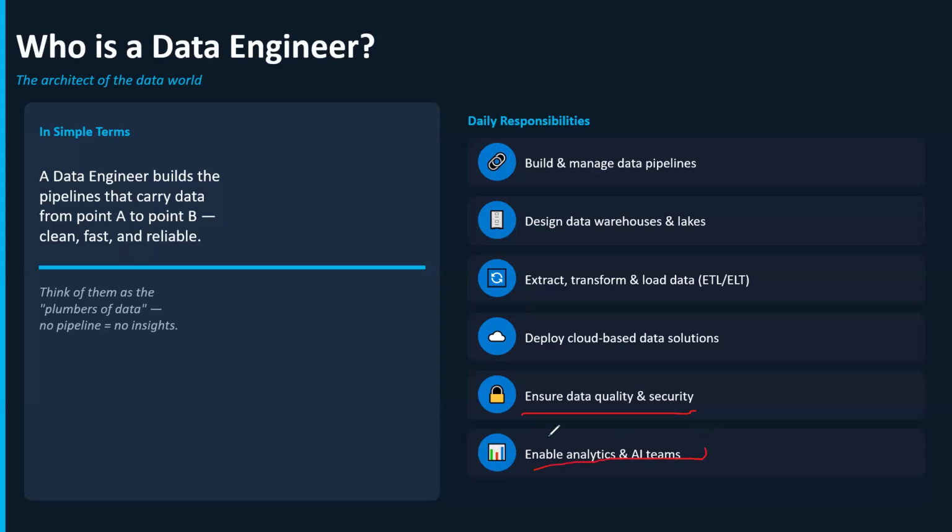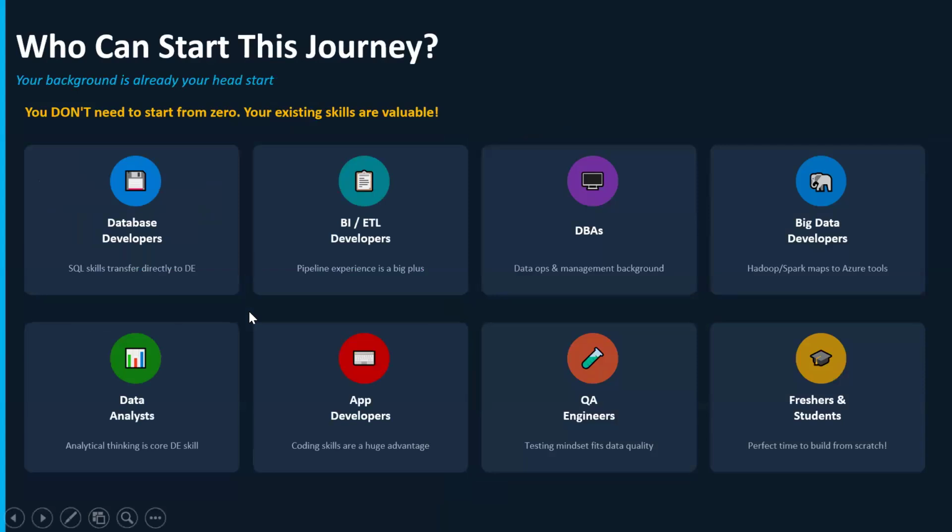As I mentioned in the first statement itself, he enables analytics and AI teams. On the analytics side, if you're a Power BI developer or a Tableau report developer or any dashboard developer, the data engineer ensures you are getting the right data. And also the AI teams: if they want to build AI models, they need to get the data. That is the responsibility of the data engineer, right? That is the reason you see more and more jobs around data engineering.